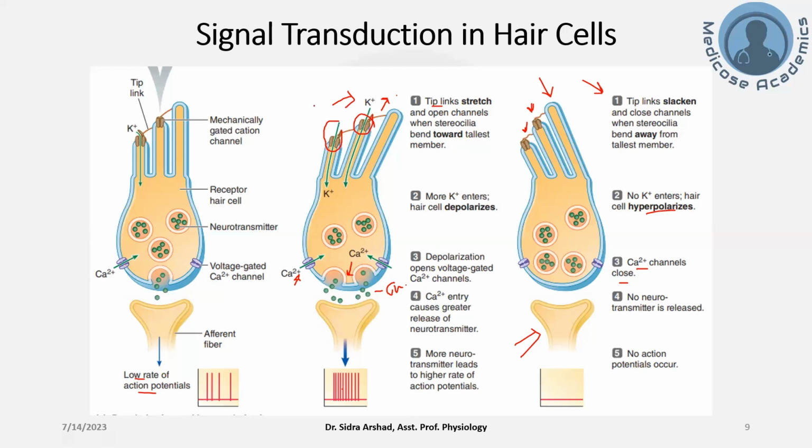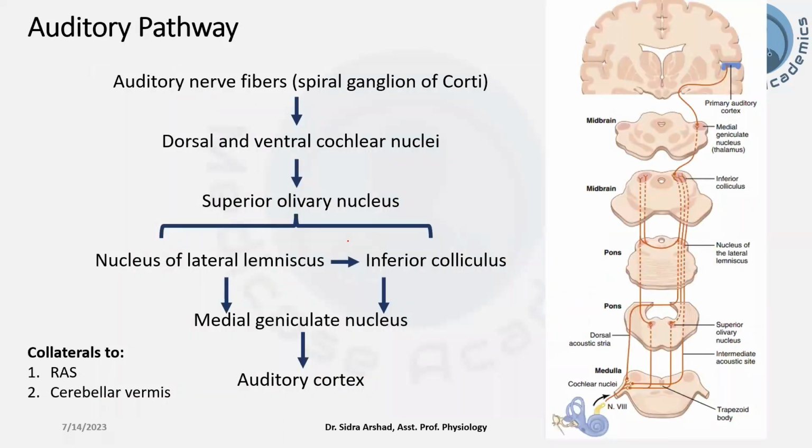However, if the tectorial membrane is displaced, and this displacement also causes the movement of stereocilia towards the highest member, then these mechanically gated potassium channels are going to open up, and potassium is going to move inside the cell, bringing about depolarization and eventual release of neurotransmitter, and action potentials will be generated in the auditory nerve fibers.